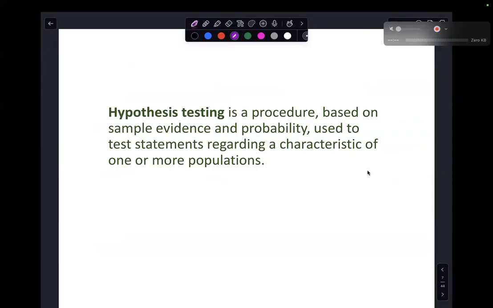So what we do with hypothesis testing is we're going to make a statement, and then we're going to test this statement regarding the characteristic of our population. We're only going to do one population hypothesis testing. Now, if you decided to do a two population testing, that would be extra credit on your end of the year final project. You would need to learn that on your own.